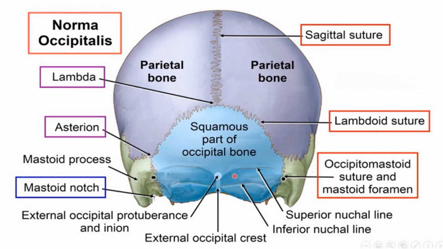Then we have the nuchal lines. This is the superior nuchal line. This is the inferior nuchal line. We said there's a very, very small foramen here, called the occipitomastoid or the mastoid foramen. Then we have a notch here, the mastoid notch. We said that it serves as an attachment for the posterior belly of the digastric muscle. Then this is the mastoid process. This is the asterion. Asterion is the meeting point of three bones: the parietal bone, occipital bone, and then the mastoid bone.